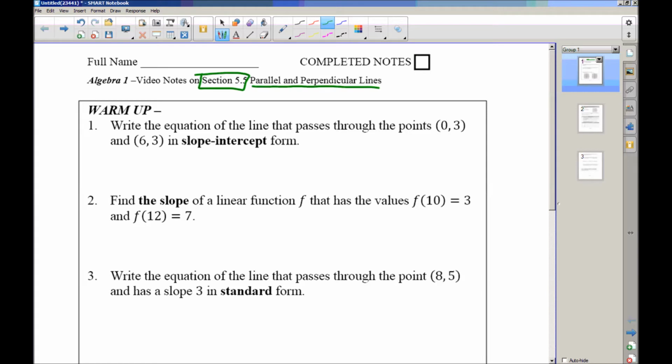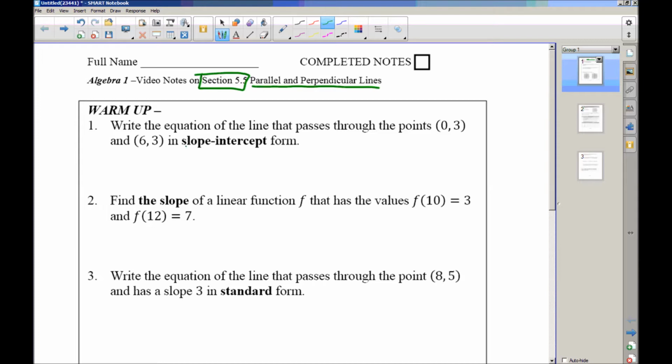So as always, we have a warm-up, and once again, I'm going to remind you that doing the warm-up ahead of time is much more beneficial to your learning than just copying the answers afterwards. Okay? So write the equation of a line that passes through the points (0, 3) and (6, 3) in slope-intercept form.